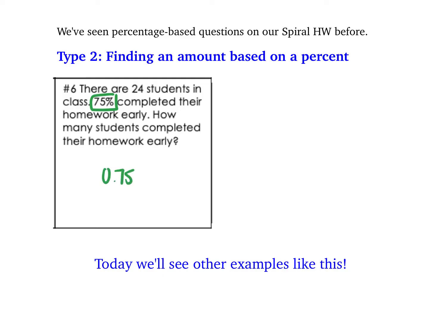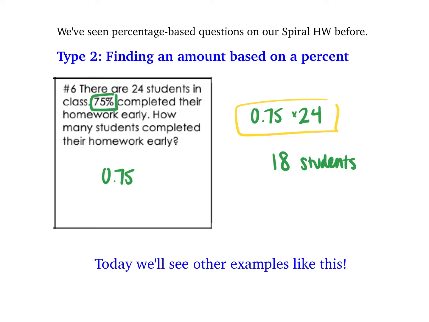What you're then able to do with that number is multiply it by that total amount. So in this problem, we would be taking 0.75 and multiplying it by 24. That's all we would have to do. We don't need to multiply it by 100 or anything like that. And this would give us 18. So if there's 24 students in the class, 18 students finished their homework early. So this is going to be more so of the type of calculations we're going to be doing today.